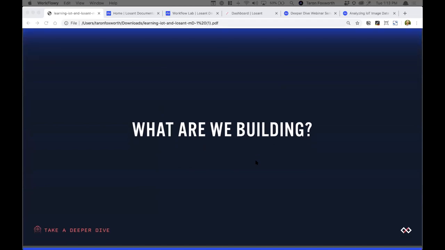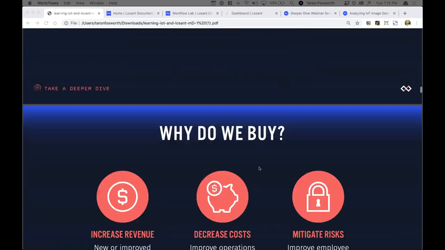So starting off with this question, here's where we always need to start. What are we building? IoT is huge, the ecosystem is vast, and the tool sets now give us the opportunity to solve really different types of problems. So we have to start with, what are we building?